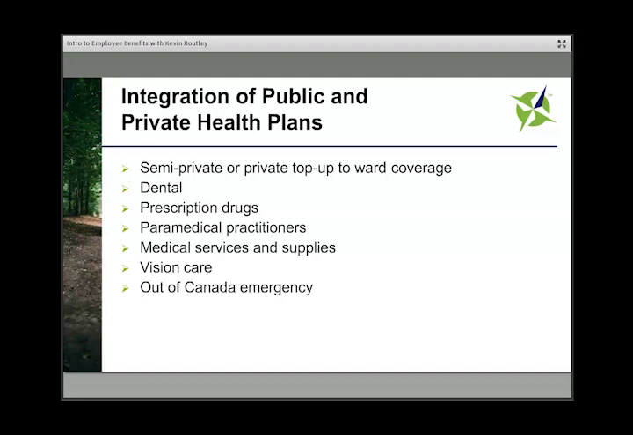And finally, out-of-Canada emergency coverage is another top-up, because within provincial jurisdiction, there's varying levels of out-of-country emergency coverage, but they don't go near as far as they need to in terms of providing you coverage at the cost that some of the hospitals are charging.